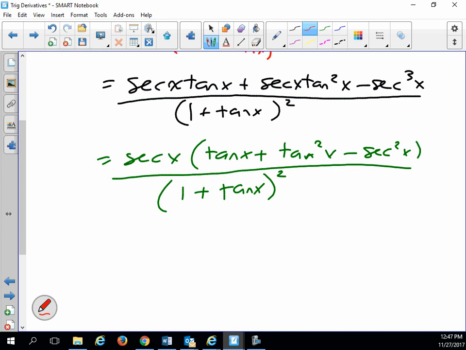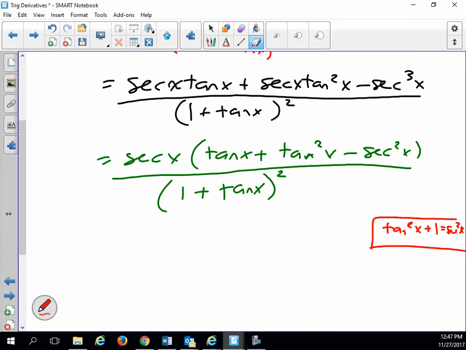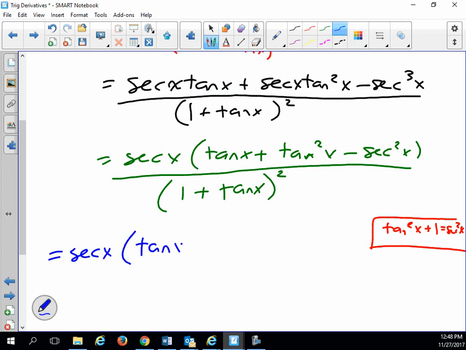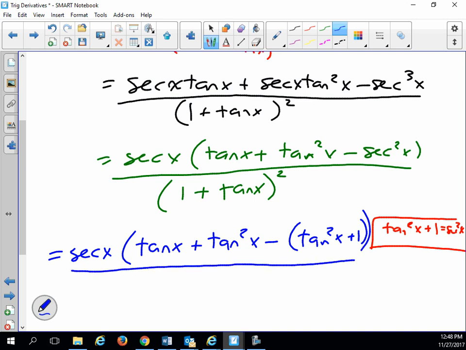A reminder, ladies and gentlemen, that over here we had tangent squared x plus 1 equals secant squared x as one of my Pythagorean identities. Remember that? Tangent squared plus 1 equals secant squared. Which means this secant squared right here can be tangent squared plus 1. So I have secant x times tangent x plus tangent squared x minus tangent squared x plus 1, all over 1 plus tangent x, quantity squared.